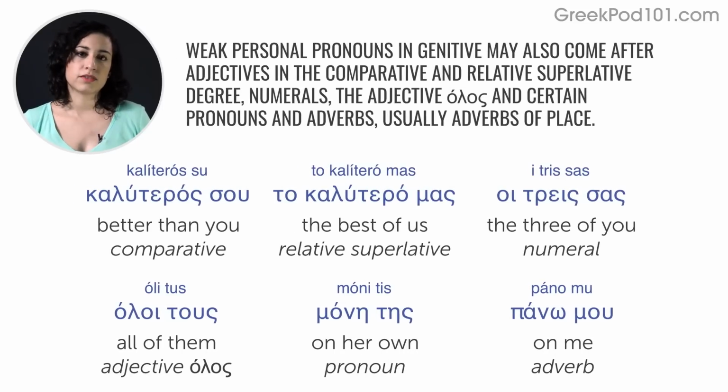Weak personal pronouns in genitive may also come after adjectives in the comparative and relative superlative degree, numerals, the adjective όλος, and certain pronouns and adverbs, usually adverbs of place. Some examples are καλύτερό σου, better than you. Το καλύτερό μας, the best of us. Οι τρεις σας, the three of you. Όλοι τους, all of them. Μόνη της, on her own. Πάνω μου, on me.